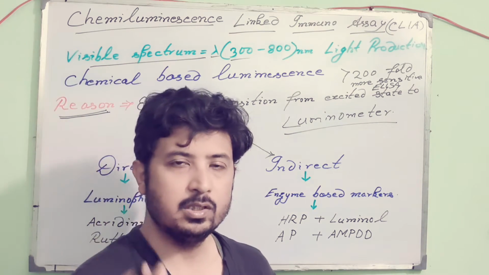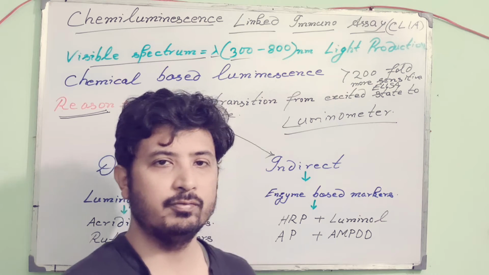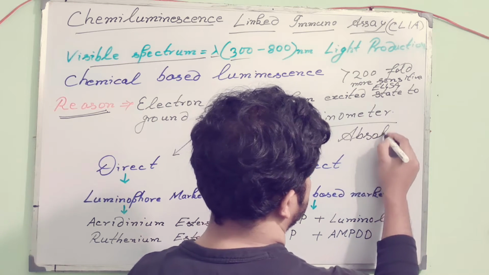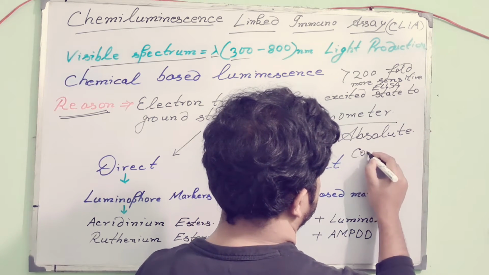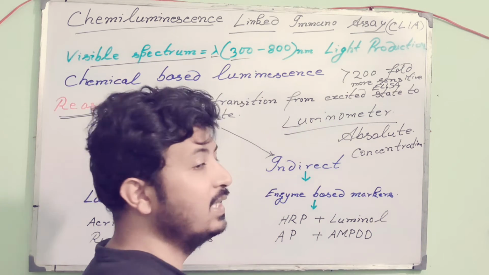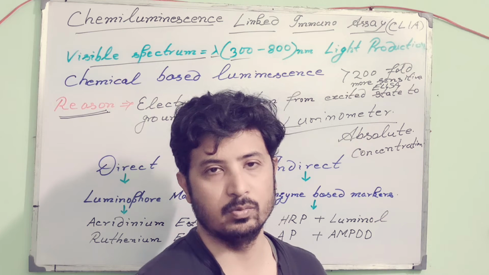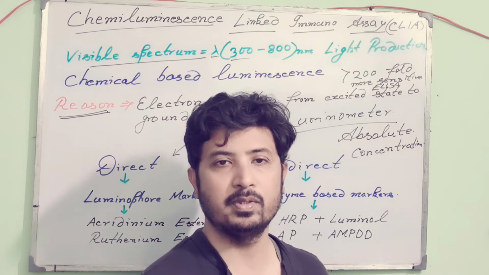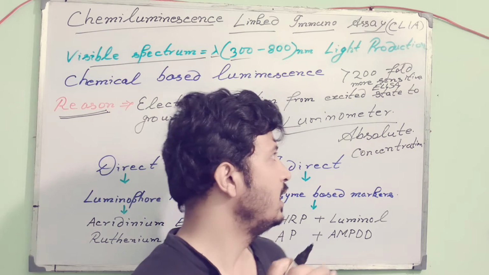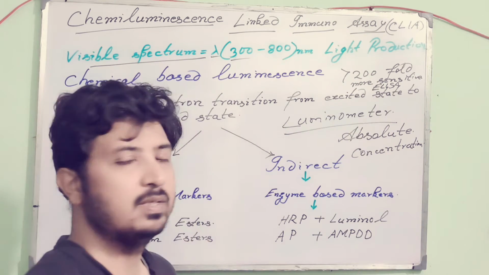This luminometer is a robust instrument which will be detecting the exact amount of the light produced through these chemical reactions. So it measures the absolute concentration. Whereas in case of ELISA, it is a relative measurement, because it is the OD value, optical density or absorbance value. So it becomes a relative measurement of the particular antigen or antibody, qualitative or quantitative method. But in case of CLIA, it is absolute measurement. So that's why it is 200-fold more sensitive than ELISA.